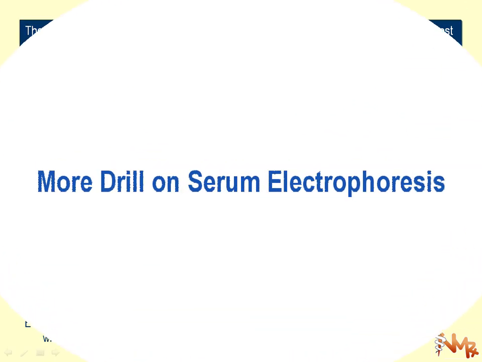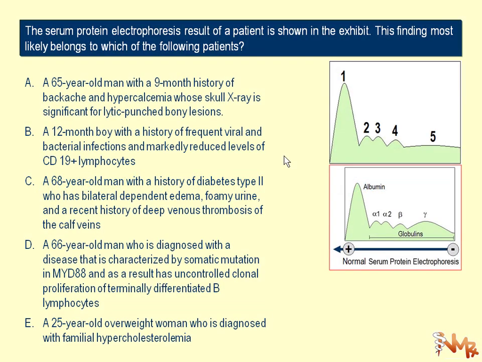Back to that case scenario, I'm going back to the concept of serum protein electrophoresis. In this diagram I'm showing the serum electrophoresis of a patient on top, and I want you to compare it with the normal finding at the bottom. I have 5 patients in here, and I want you to tell me the picture on top belongs to which of the following patients.